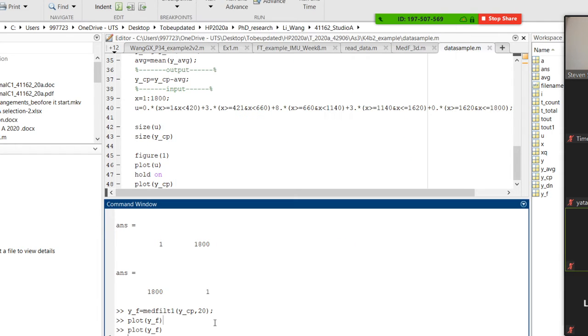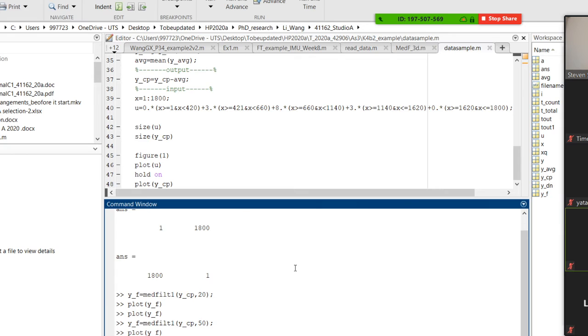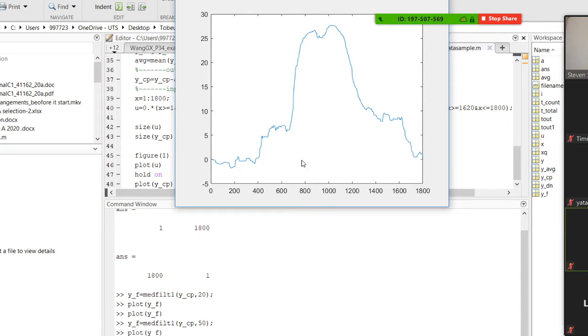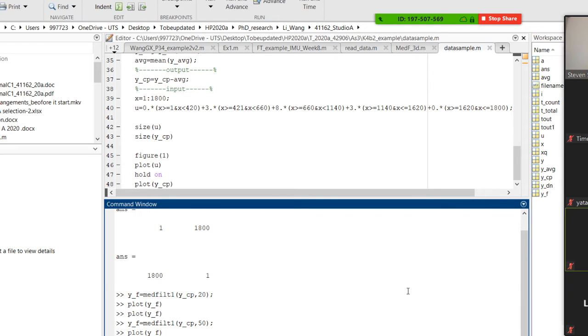Normally, if you want it smoother, you can simply put this to, for example, 50, and then it will be smoother. But the problem is you will damage some dynamics as well. If you plot it, it will be much smoother, right? But you will damage some dynamics. So some is noise, some is dynamics. So this is a very brief introduction.